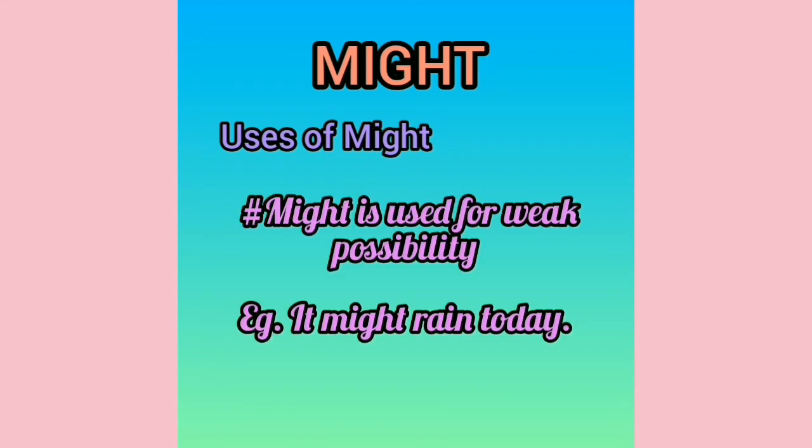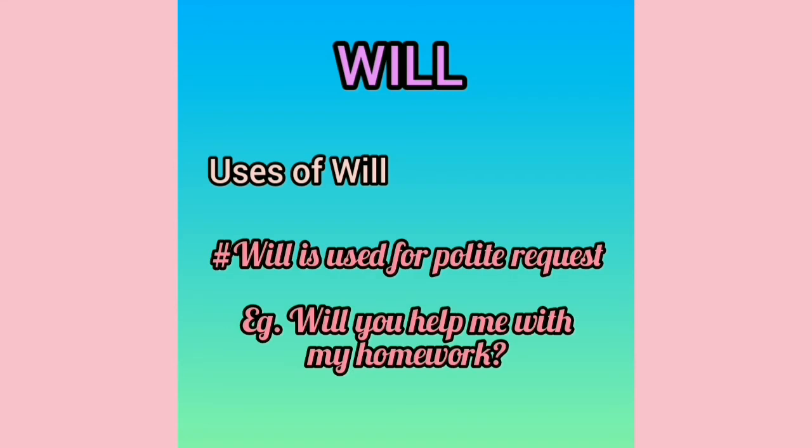Next modal auxiliary is might. Now, might is used for weak possibility. When we say it might rain today, the possibility of raining becomes very, very weak. Next modal auxiliary is will. Will is used first for polite request, for making a polite request. For example, will you help me with my homework?